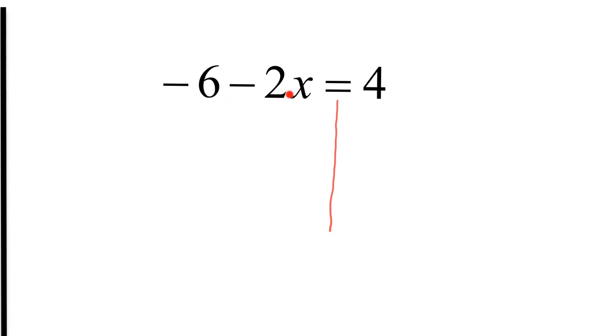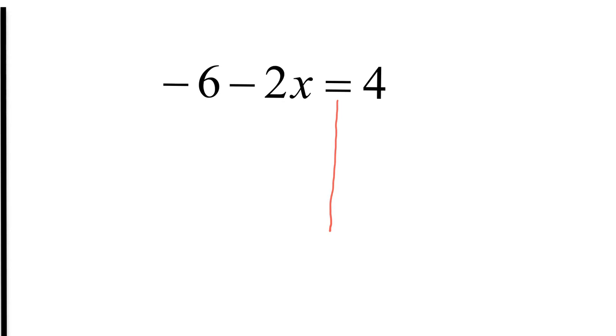These two are not like terms, the 6 and the 2x. 6 doesn't have an x, so I cannot combine like terms. The 4 is by itself, so I cannot do anything on the right side of the equal sign. I don't have fractions, so I don't have to clear the fractions. So I can actually go to step number 2. Step number 2 is you eliminate the constants on the same side of the variable. So here's the variable, and the constant is this one, negative 6, which doesn't have an x. So we do the opposite.